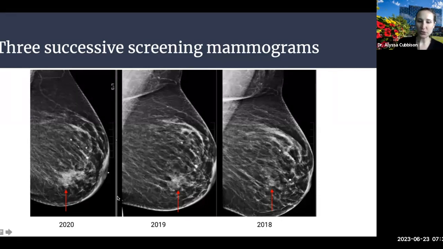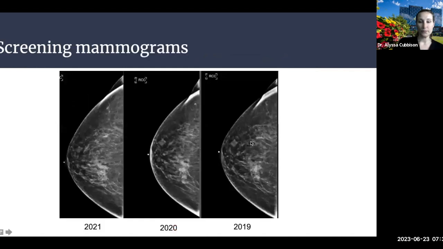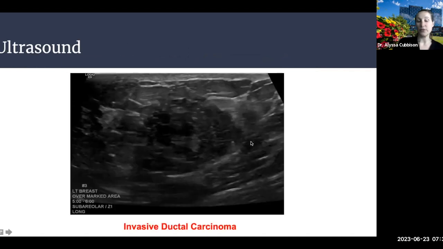You can also appreciate kind of a slight skin thickening that may have been developing, unfortunately, for the patient. So that helps clue us in too that this is even more warrant for investigation. So this patient was sent for ultrasound, and there was a hypoechoic irregular mass with internal anechoic components, likely reflecting some necrosis. And this was found to be invasive ductal carcinoma.